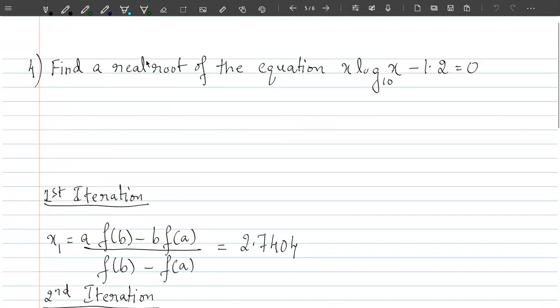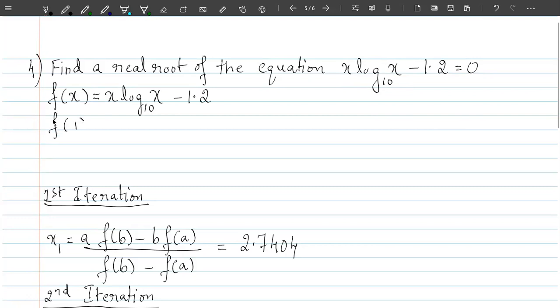Next problem. Find the real root of the equation x log x with base 10 minus 1.2 equal to 0. So what is f of x here? F of x is equal to x log x with the base 10 minus 1.2. So as usual, what we do is we start from 0, but if you start from 0, please note that log 0 with the base 10 is not defined. So we start from 1.